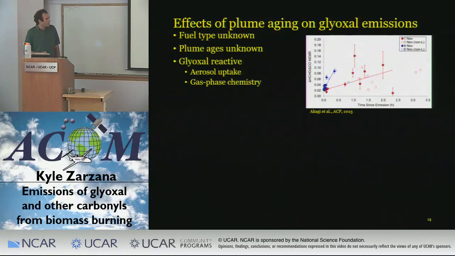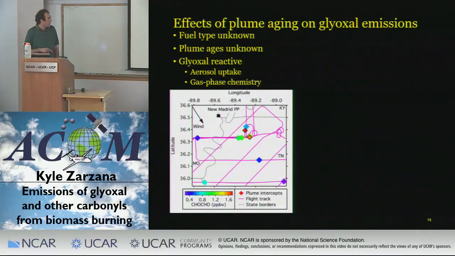This is a figure from some work out of Bob Yokelson's group looking at formaldehyde enhancements downwind of fires. And they see very sharp increases in formaldehyde sometimes, other times they see very gradual increases. So there is chemistry going on in these plumes that could be making Glyoxal or destroying Glyoxal.